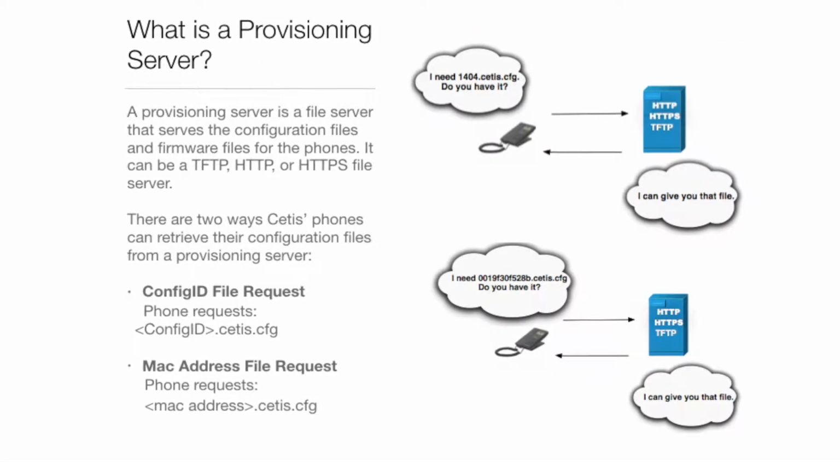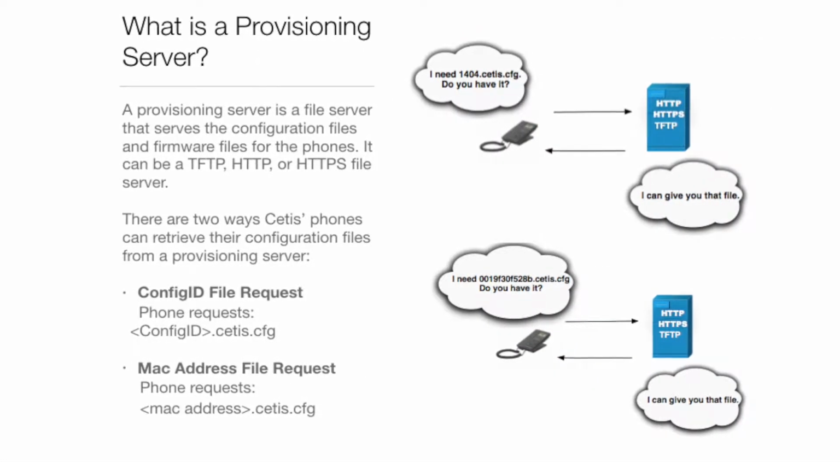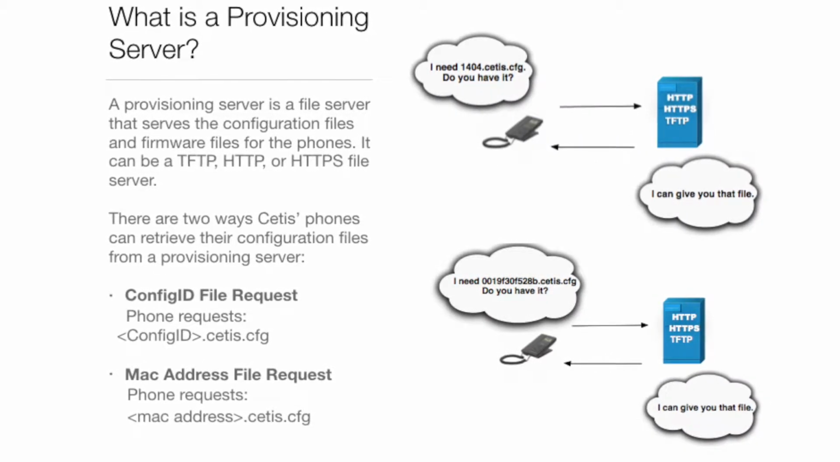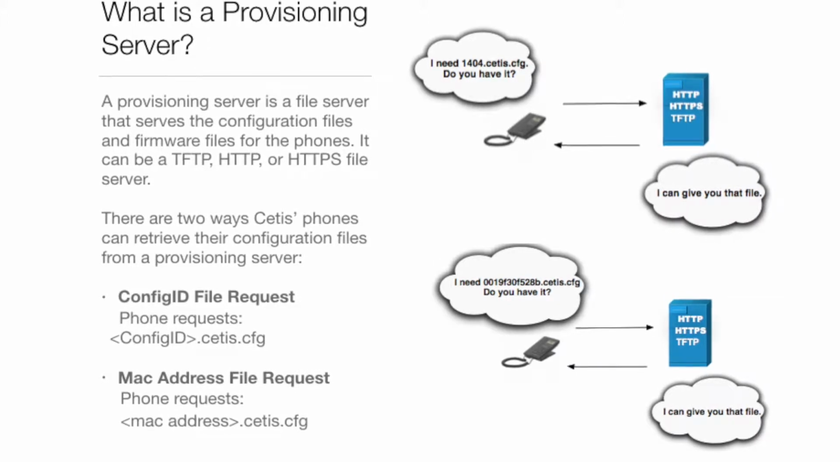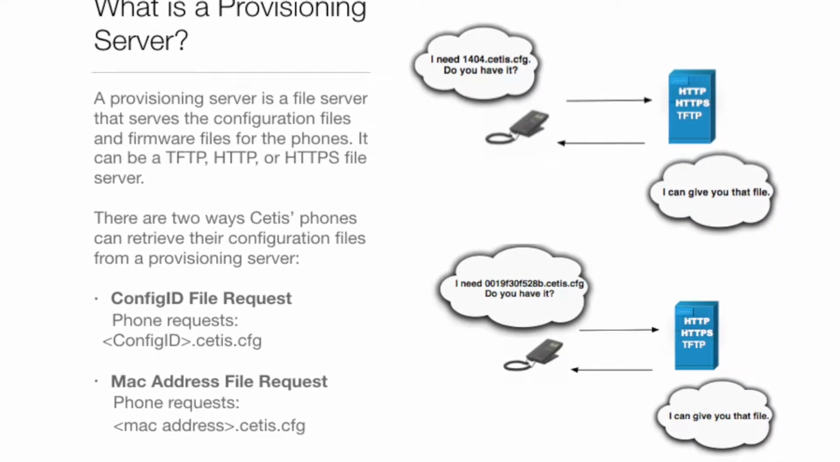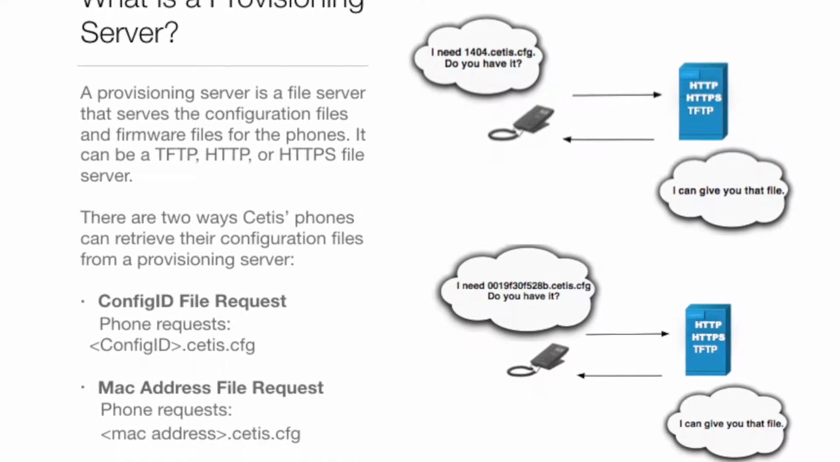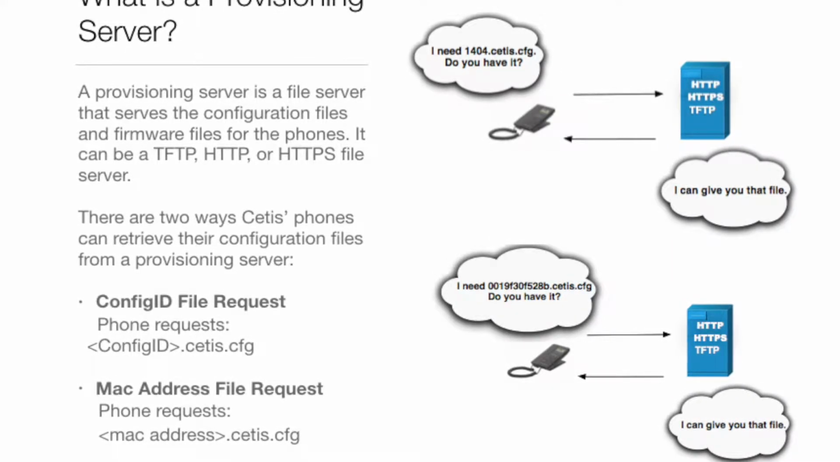The provisioning server serves up the text-based configuration files to the phone. Usually the phone finds the server's IP address location via network protocols such as DHCP option 66, or LLDP. Then it reaches out to that IP address and requests the file to download.